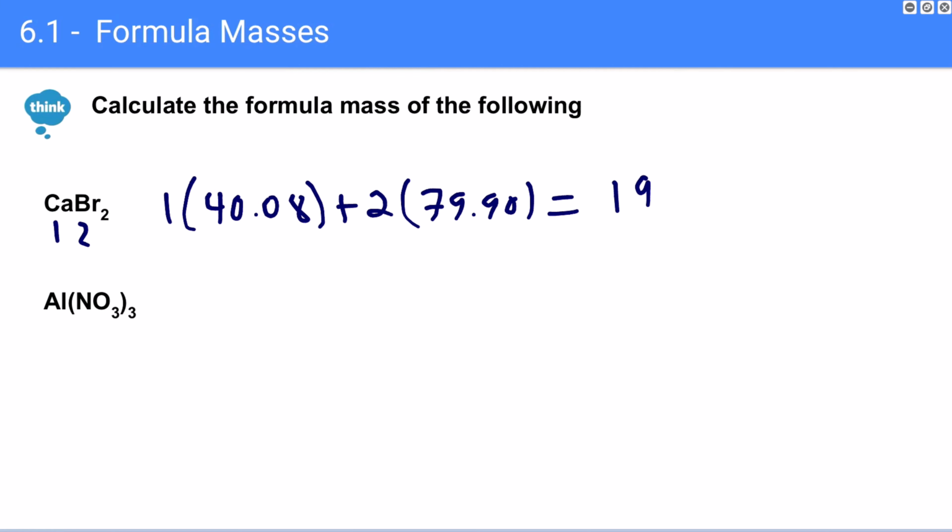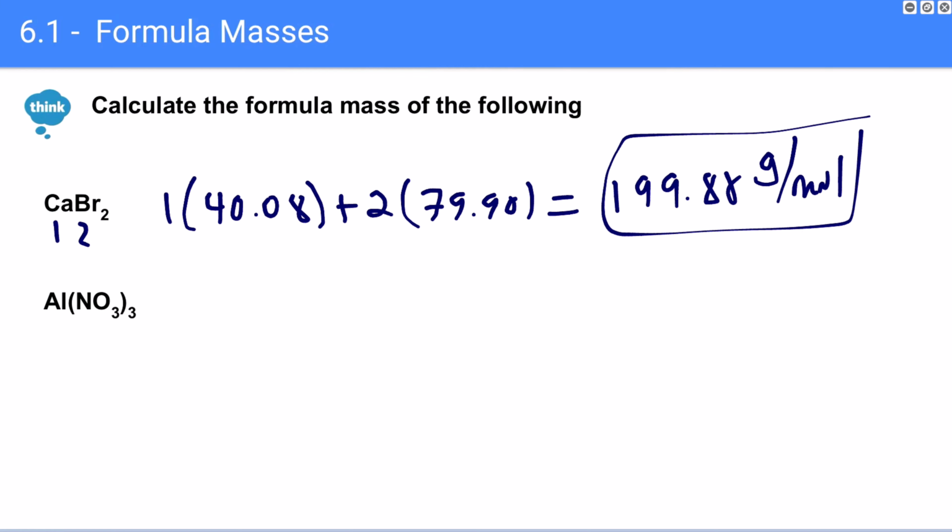We end up with 199.88. And the unit we're going to start using for this is grams per mole. Sorry, mole. M-O-L. There you go.